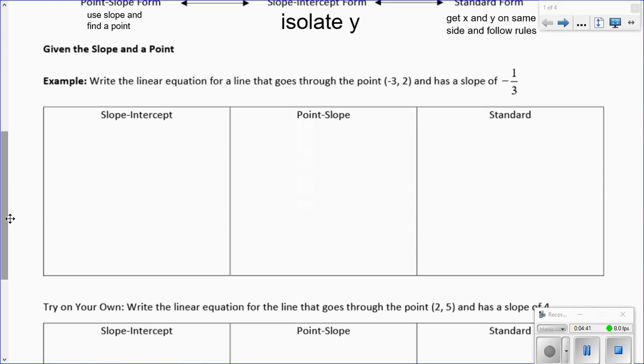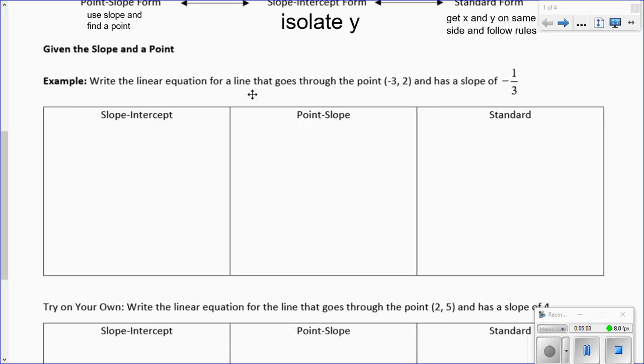So there's 4 other things that you guys are going to have to do. You're going to have to be able to write an equation given a slope and a point, given 2 points, given a graph, and then the 4th one was given a different equation. So the first one we're going to practice is given a slope and a point. Write the linear equation for a line that goes through the point -3, 2 and has a slope of -1/3.